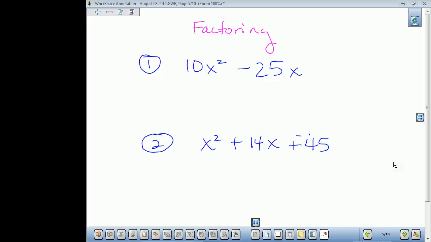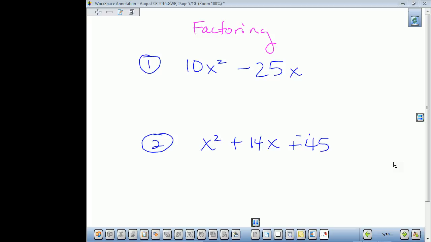The first question, and these are notes. If you want to take them at the bottom of the sheet, you're welcome to. If you want to put them in a notebook, you can do that. The first expression we see is 10x squared minus 25x. When it says factoring, we're breaking this polynomial expression down into its factors.